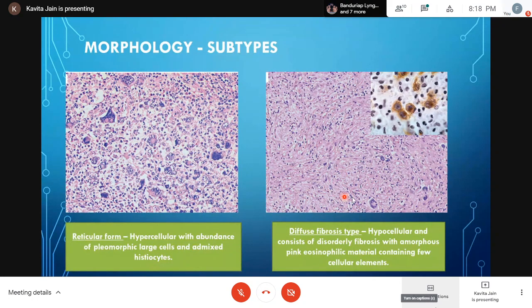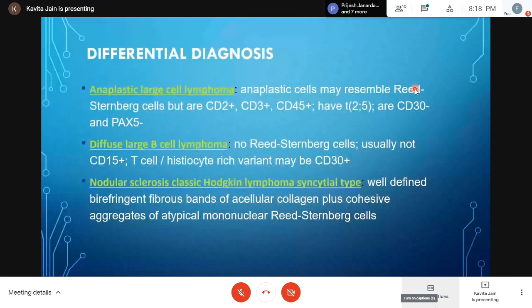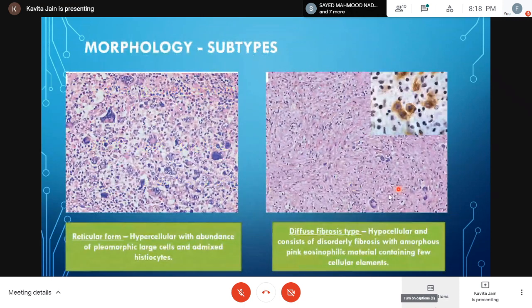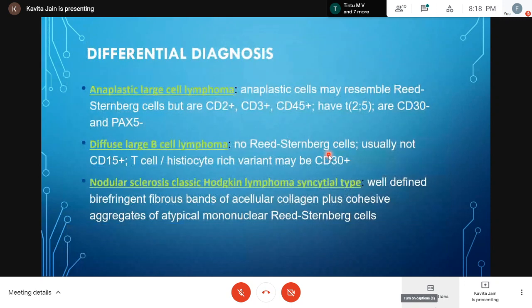And this is the diffuse fibrosis type, where the background is hypocellular, more of a sarcomatoid appearance. We have disorderly fibrosis with amorphous pink eosinophilic material containing few cellular elements, and they are CD30 positive. So of course the differentials are anaplastic large cell lymphoma, diffuse large cell lymphoma, nodular sclerosis classical Hodgkin's type because of this material. However, it is PAX5 positive, and of course sarcomas.